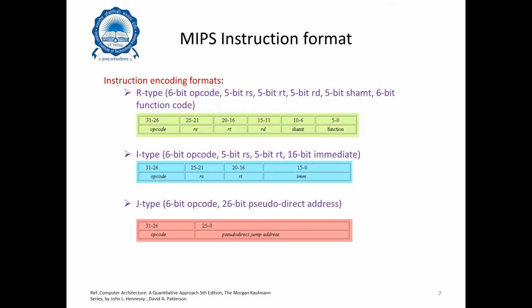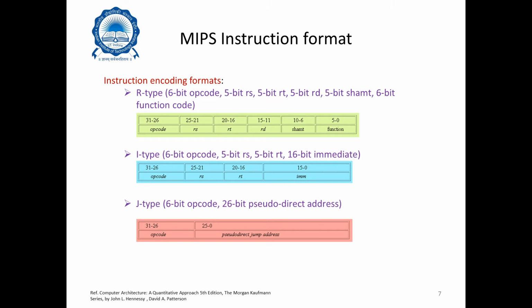Now let us have a look at the layout of the instruction. The 32-bit layout of the MIPS instruction format for R-type is as follows. You have an opcode at bits 31 to 26, RS at 25 to 21, RT at 20 to 16, RD from 15 to 11, shamt from 10 to 6, and function from 5 down to 0. So that makes up 32 bits.